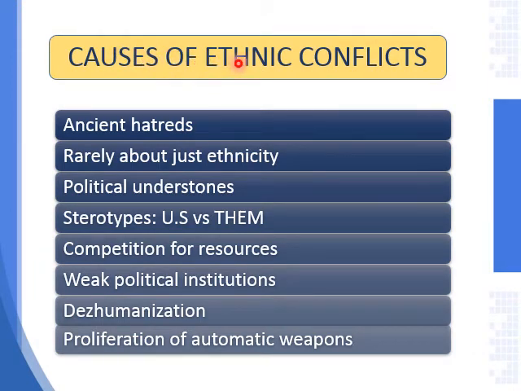Among the causes of ethnic conflicts, we can mention ancient hatreds. So they do not have good relations. Rarely about just ethnicity, because there are other causes involved. Political interests, meaning there are political interests between them. There are stereotypes. For example, the United States versus them. Therefore, they think that the United States is their enemy.